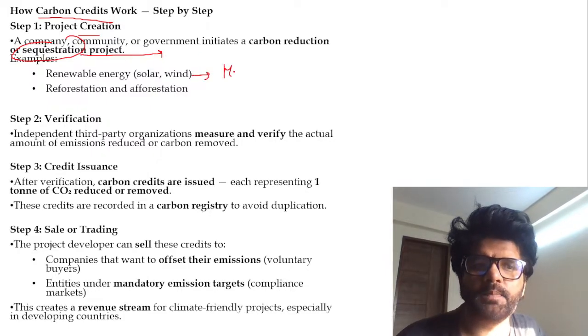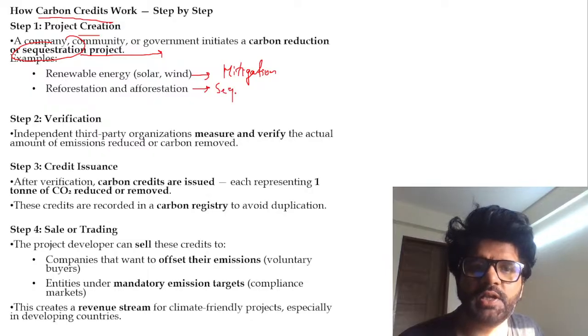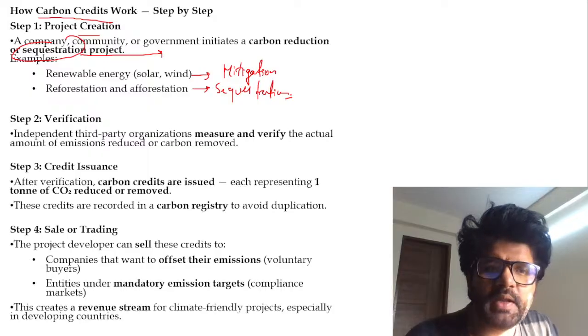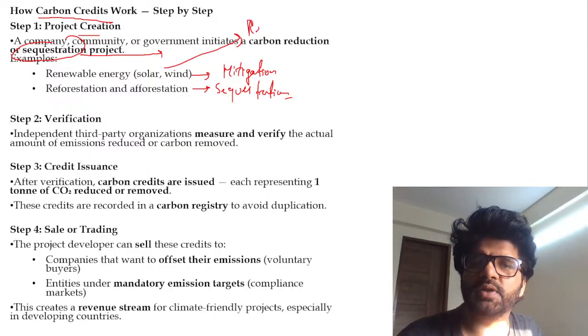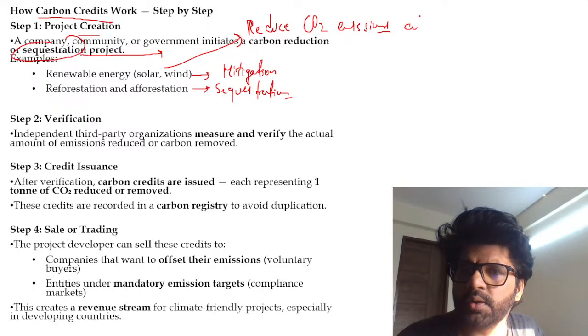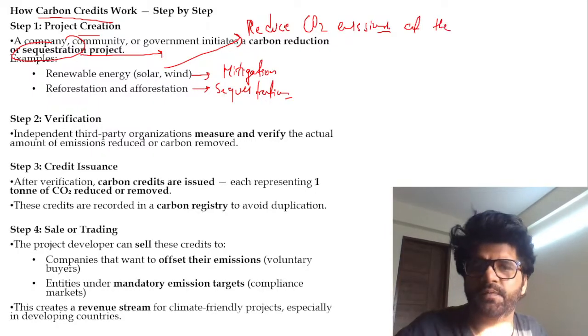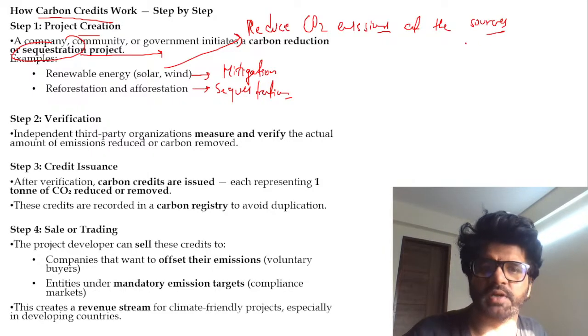Solar and wind, they are mitigation projects. These terms are important, guys. We have to understand them. Mitigation and then sequestration. So the basic rationale of mitigation projects like solar, wind, etc. is to reduce carbon emission at the source, reduce CO2 emissions at the source. Solar and wind will not cause carbon emission, or even if they are causing it, they cause minimal carbon emission.